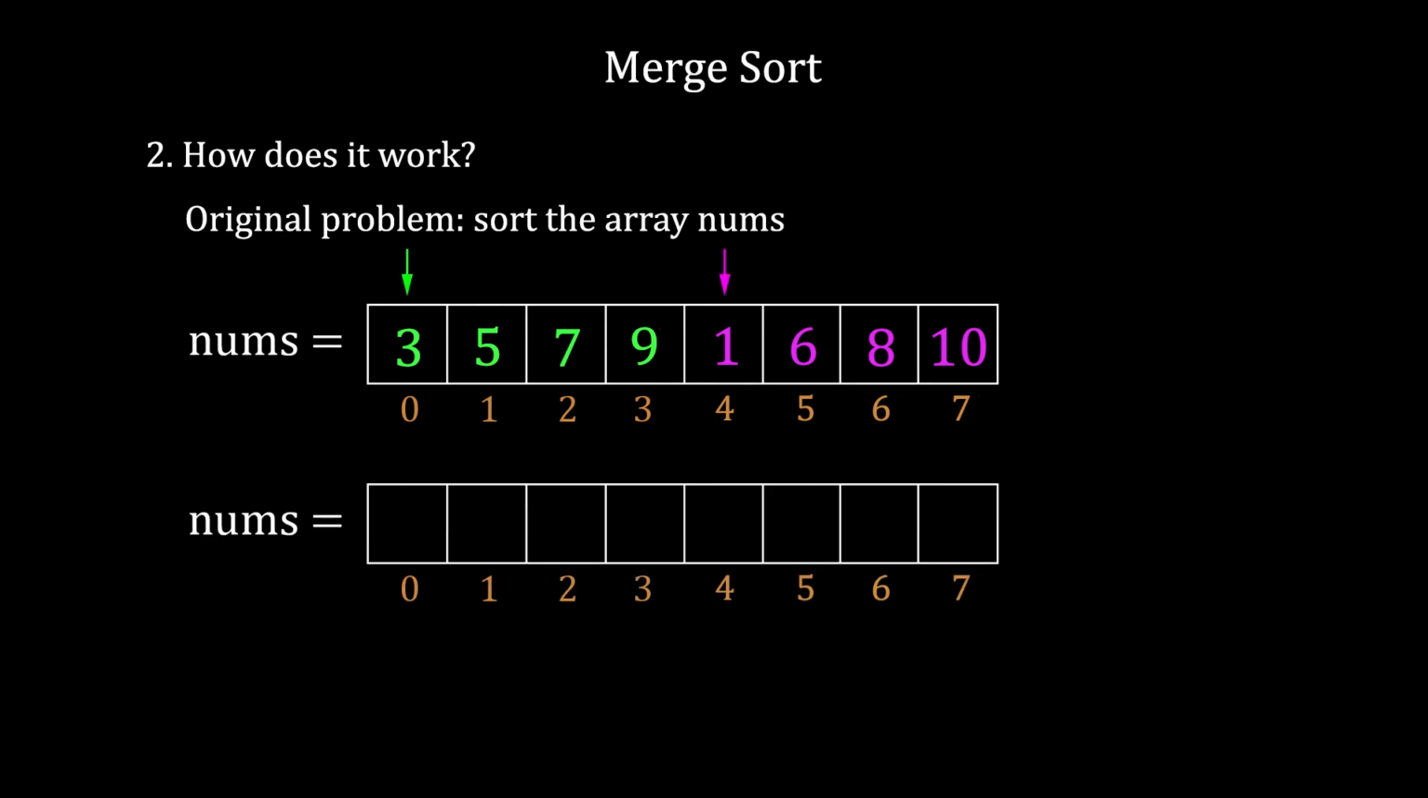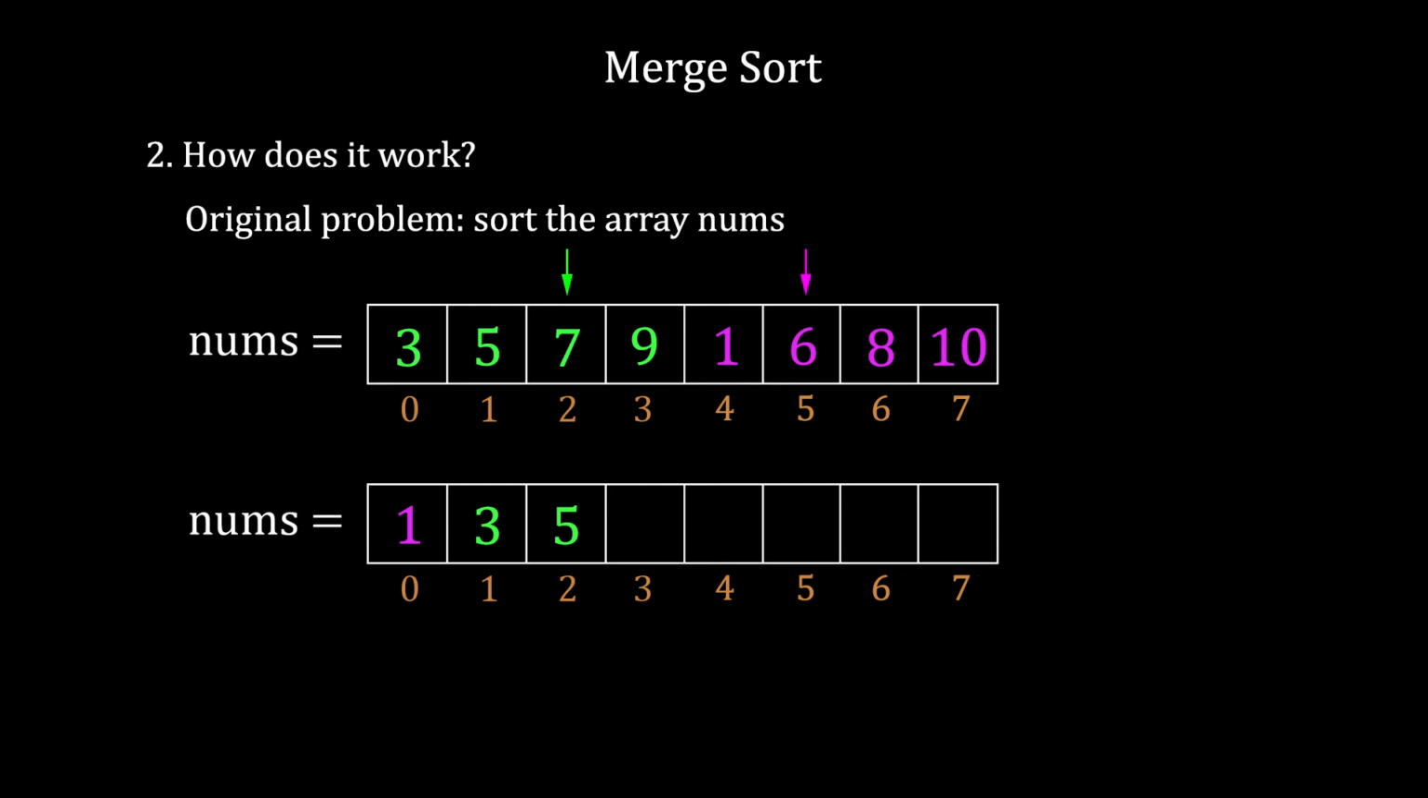We are starting with two pointers, each of them at the beginning of each of the two sorted subarrays. And as long as we haven't placed all the elements into nums, we are going to see which of these two current elements is the smaller one. Here, 1 is less than 3, so nums of 0 is going to be 1, and the purple pointer will move to the right. 3 is less than 6, so nums of 1 equals 3, and the green pointer is moving to the right. 5 is less than 6, so the next element in nums will be 5, and the green pointer moves to the right.